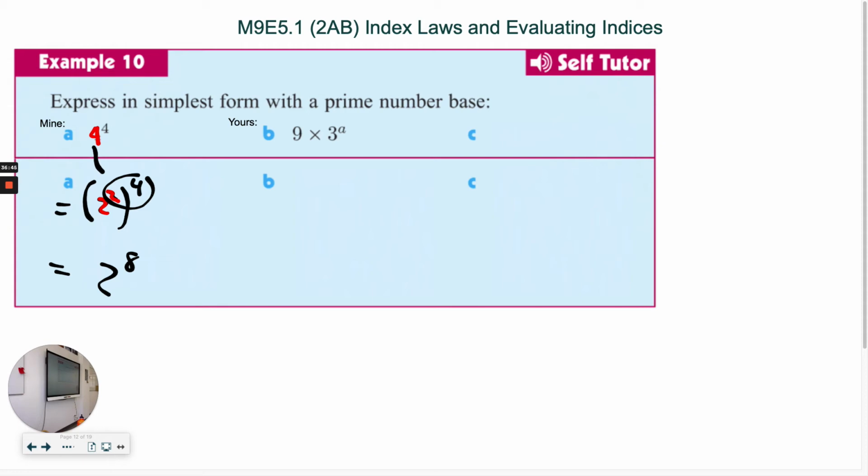So 9 is really 3s in disguise. How many of them? 2 of them. 3, and there's 8 of them. So if I have 2 sets of 3, I've got 2 3s and a bunch more. I would just add those two up. So this turns into 3 to the 2 plus a. Great. Let's keep moving.